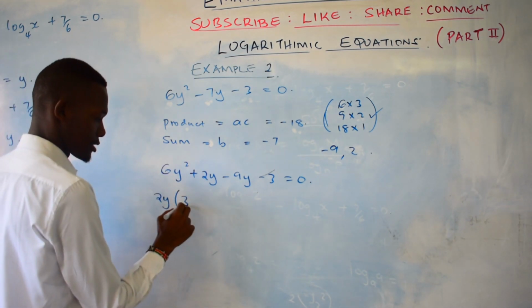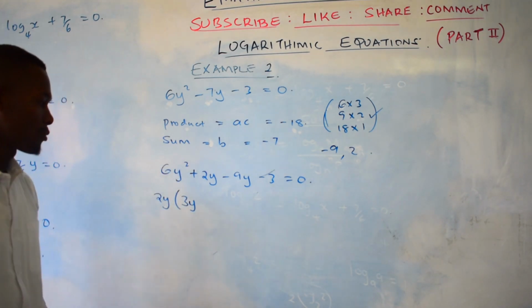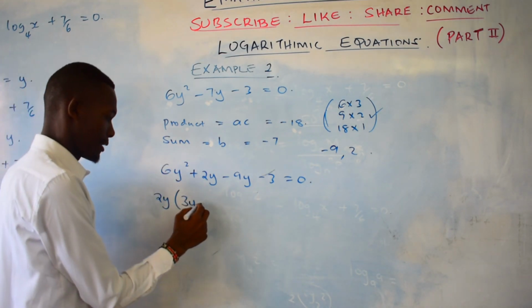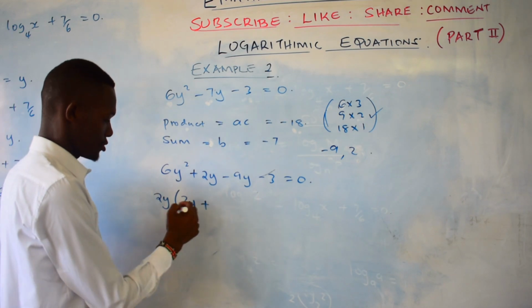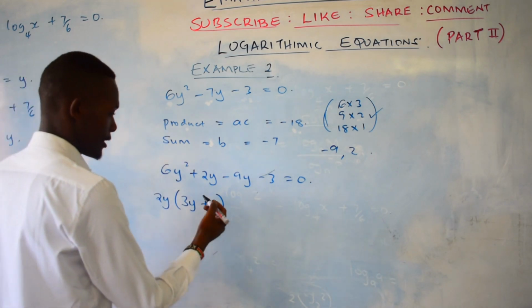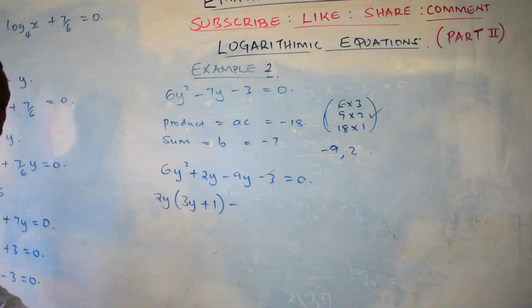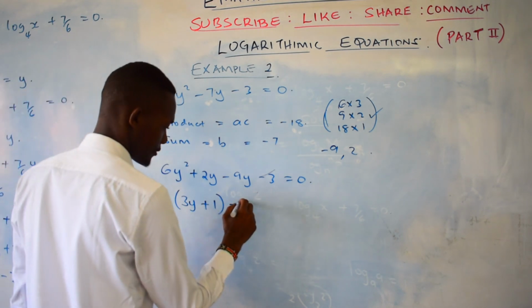So you remain with what? 3. Then 0 is y squared, you remain with a y there. Then plus. So this one is 2, so 2y, therefore our number there is 1. Therefore again you have minus. What is the common term there? It is 3. So you have 3.